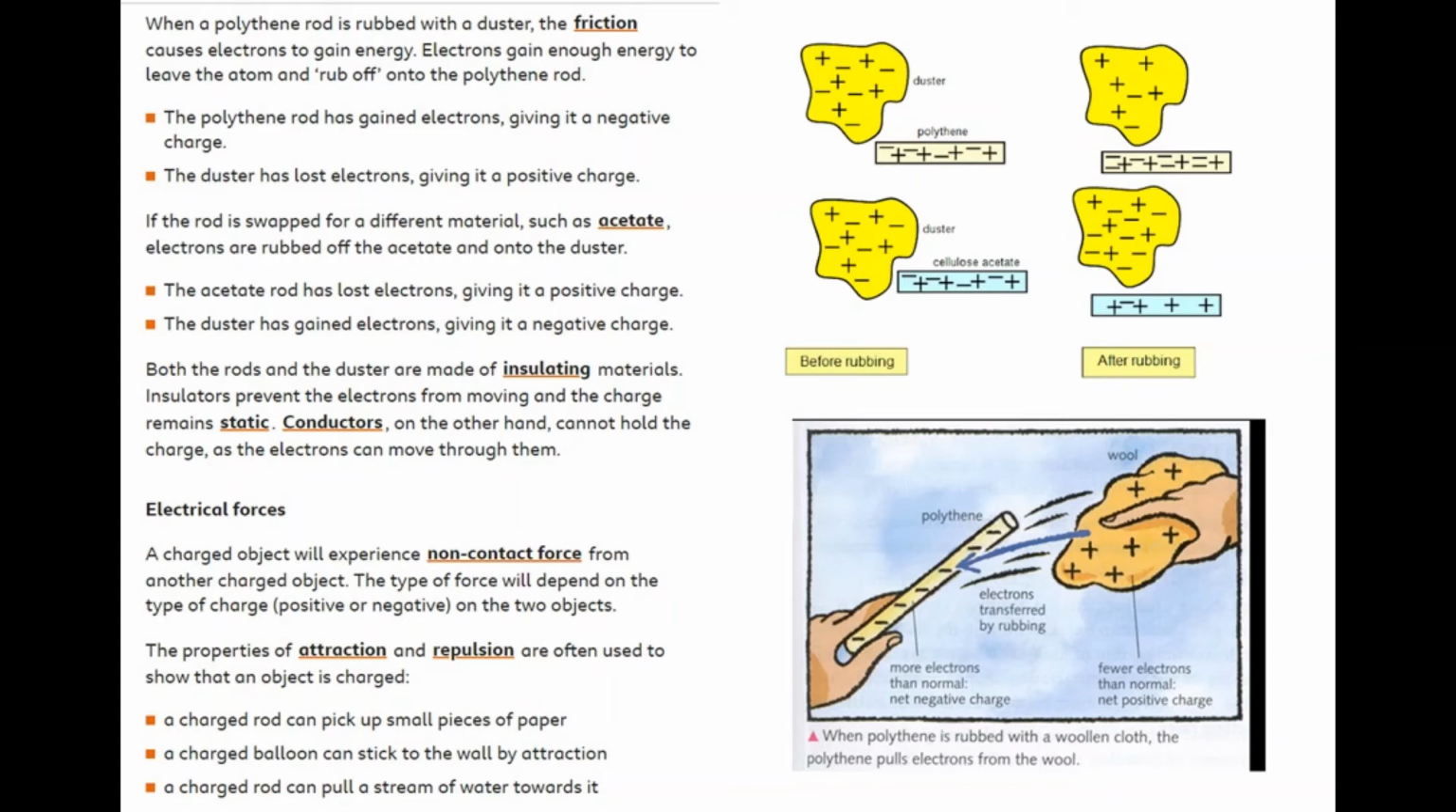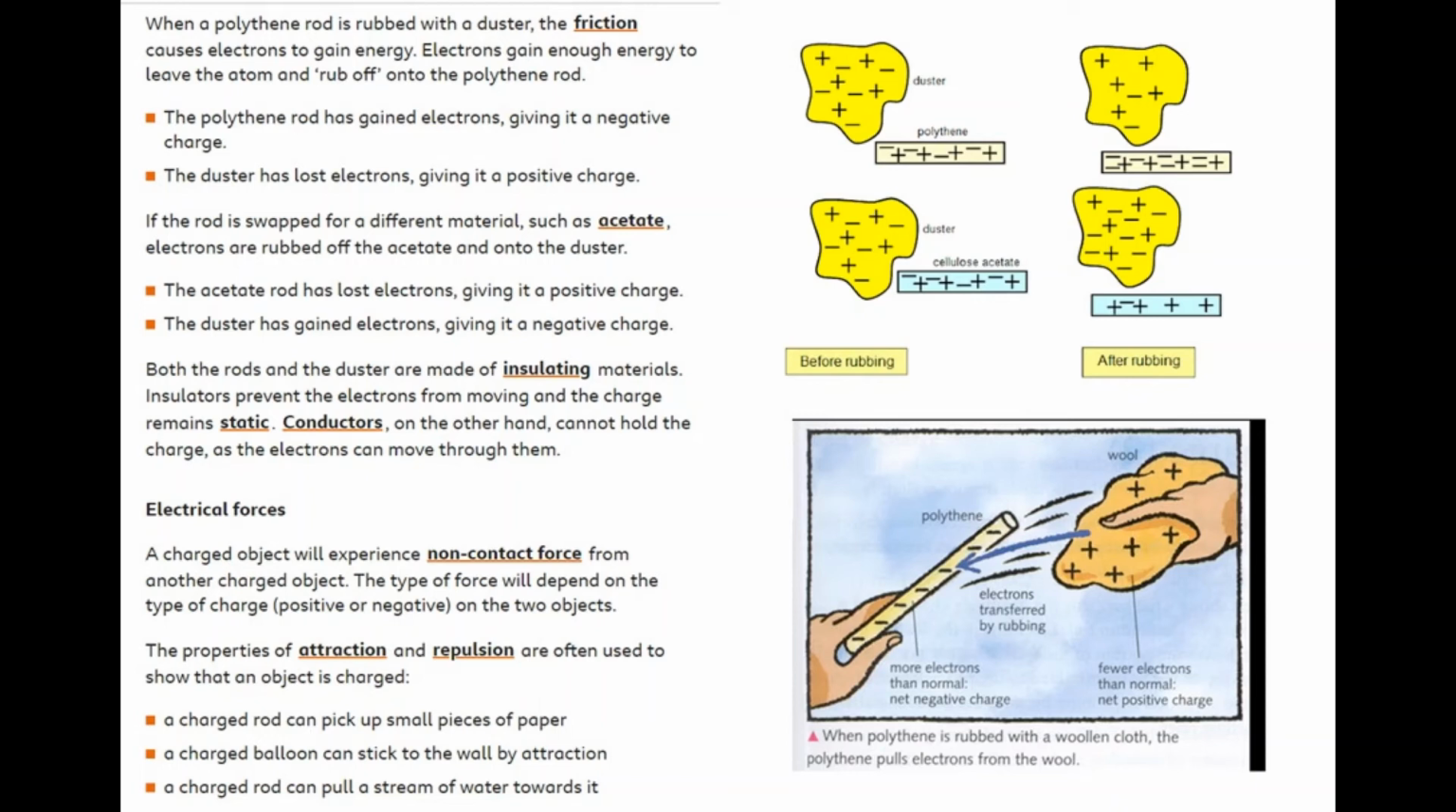This is before rubbing. After rubbing, the electrons get transferred to the polythene rod. Now if you look at the electrons in the polythene rod, you get 1, 2, 3, 4, 5, 6, 7 negatives and 4 positives, and you've got 5 positives and 2 negatives in the duster. So this is after the rubbing. Now you have an electric field. One is more positive and the other is more negative, and because you've got a separation between the two charges, you have an electric field, and whenever you have an electric field, you have a force in between them.